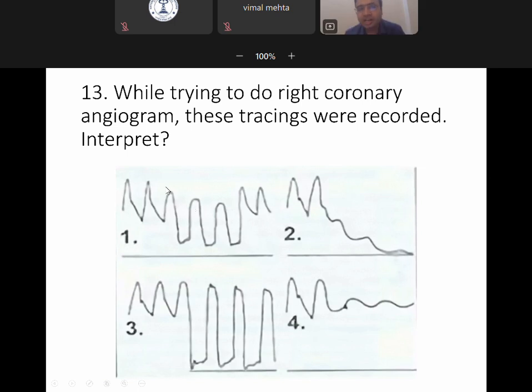Here it is transmitting the reflected LV pressure because of the catheter snugly fitting into the coronary ostium. So this is ventricularization. This is obstruction of the catheter while it is deeply engaged into the plaque or hitting the wall. It has gone into the LV.